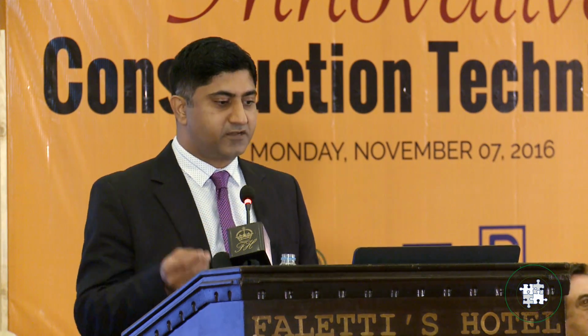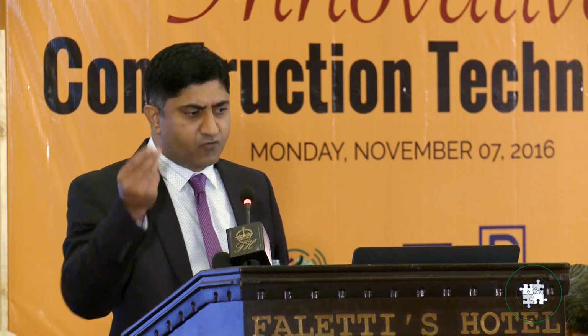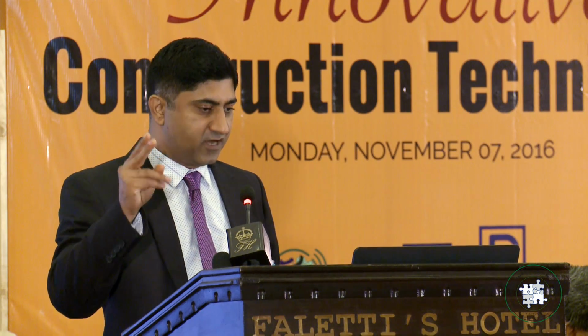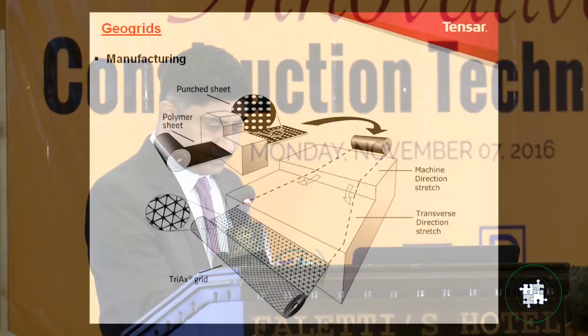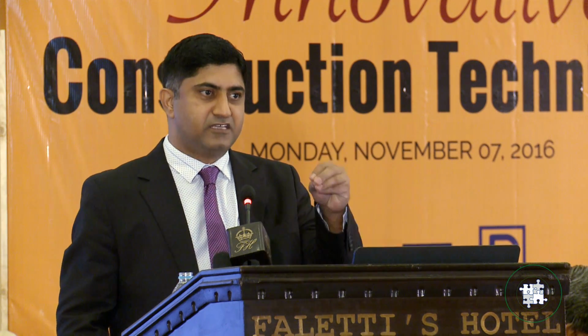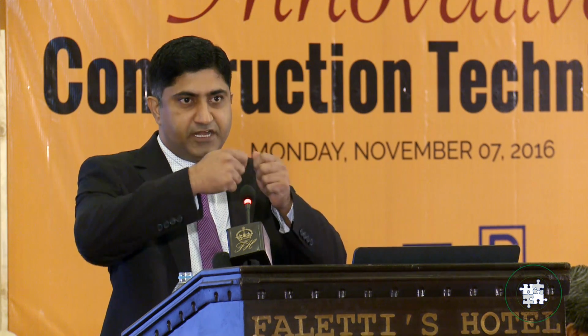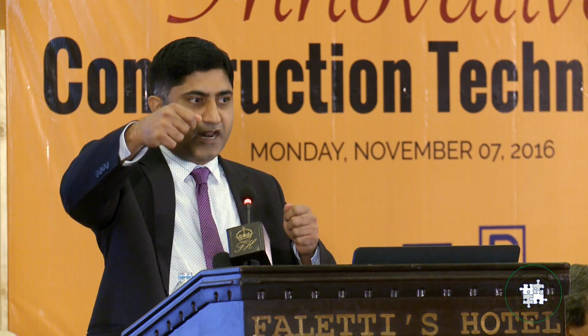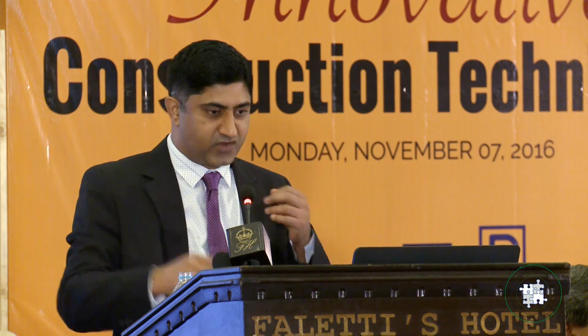These geo-grids are used for reinforcement or stabilization of soil. We will see what reinforcement and stabilization are. These are two different functions of geo-grid. There are a few types of geo-grid: biaxial, uniaxial, and hexagonal geo-grid. In manufacturing, geo-grid is formed from a polymer sheet. The polymer sheet goes through a punch machine where it is punched, and this punched sheet is stretched in two directions to form this grid-like integral structure.